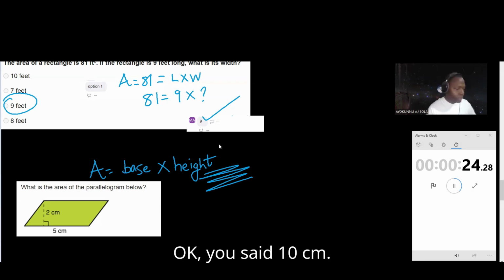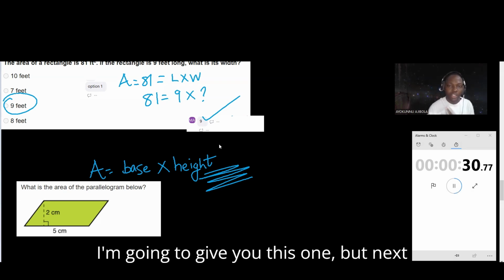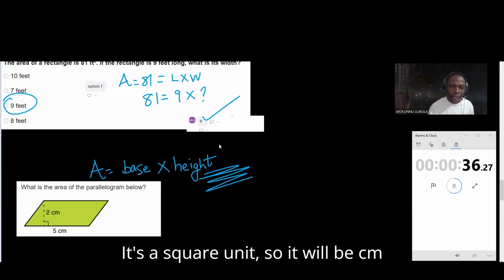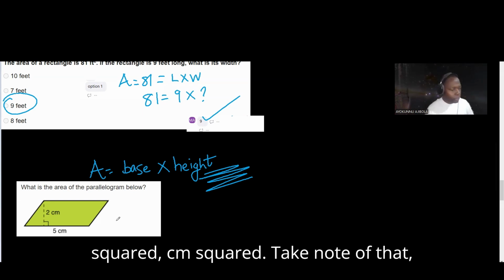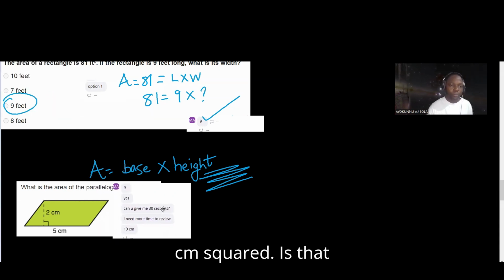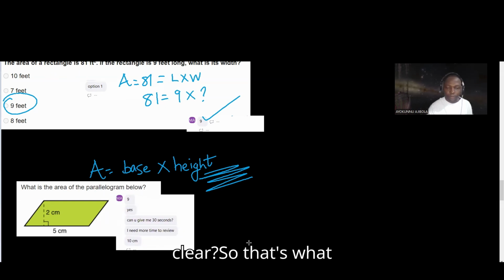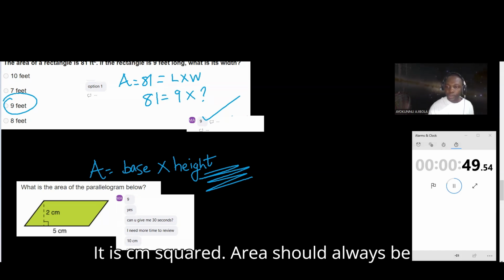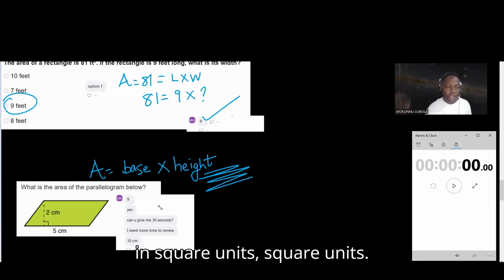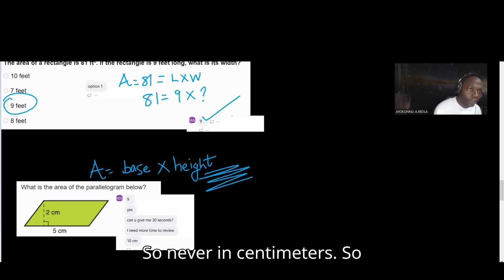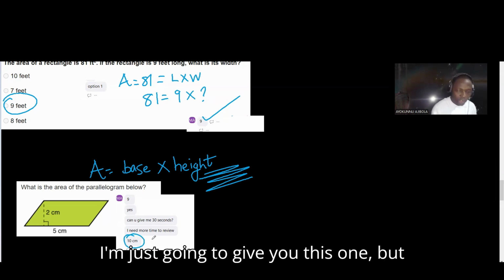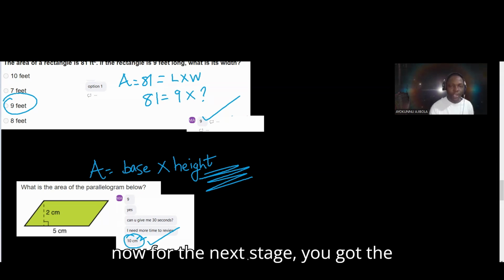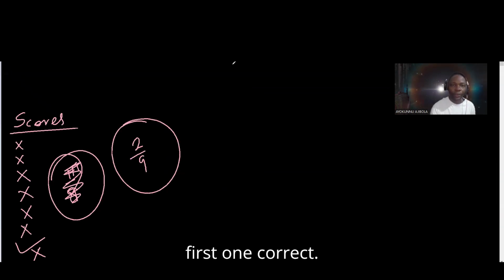Okay, you said 10 cm. I'm going to give you this one, but next time, don't mention cm. It's a square unit, so it will be cm squared. Take note of that, cm squared. Is that clear? Area should always be in square units, so never in centimeters. I'm just going to give you this one, but it should be cm squared. So for the next stage, you got the first one correct.